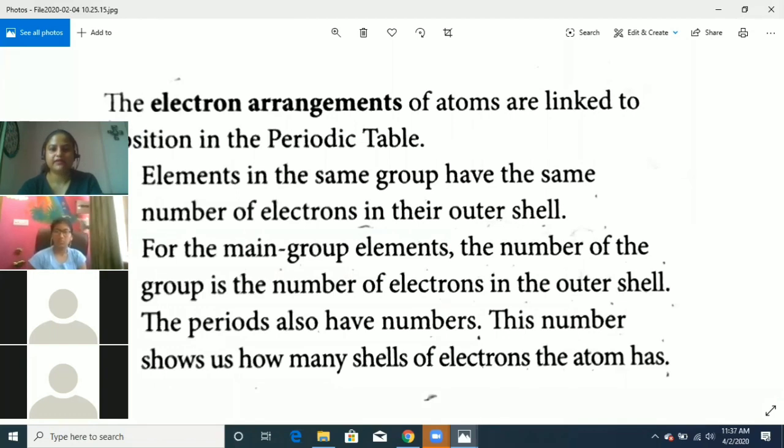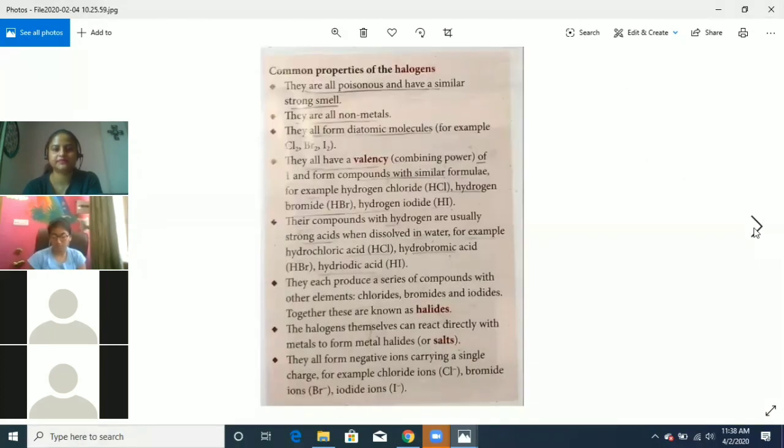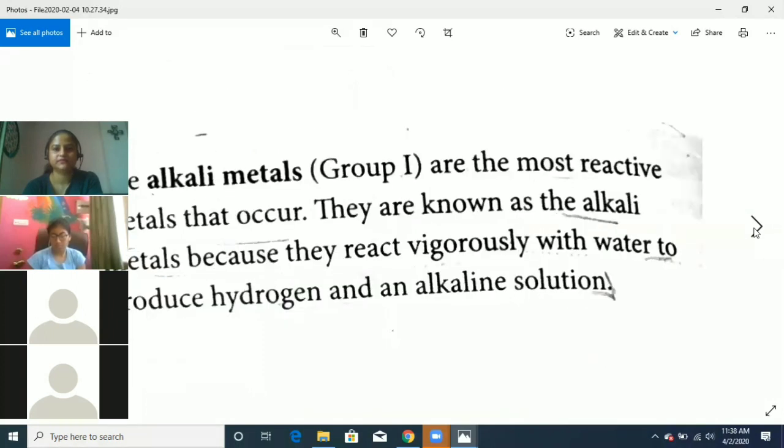Okay, now for the main group elements, the number of the group is the number of electrons in the outermost shell. The periods also have numbers. The number shows us how many shells of electrons are present in the atom. Now come to the alkali metals, group 1 and group 2. Alkali metals are the most reactive metals that occur. They are known as alkali metals because they react vigorously with water to produce hydrogen and an alkaline solution.